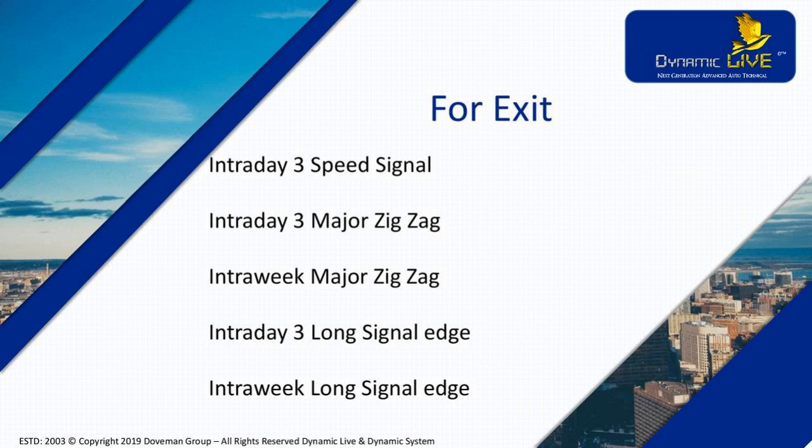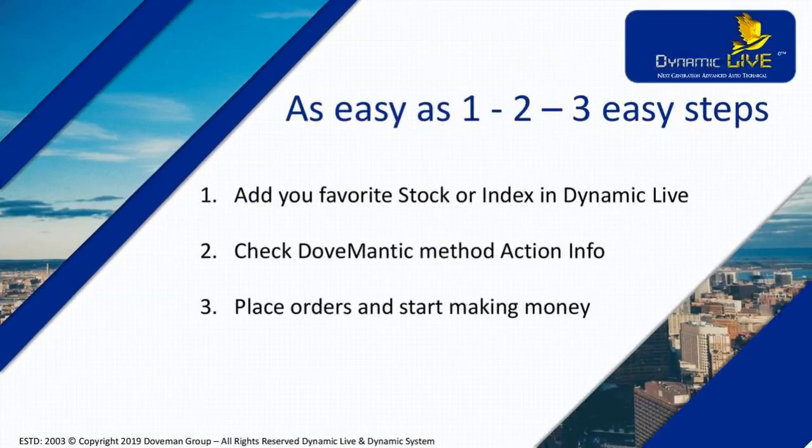But then today you may be wondering, do I have to learn all these signals? There are so many signals and stuff. But then you don't have to do that. The job of the intelligence is only to identify the right entry and right exit. Your job is to simply follow this 1, 2, 3 easy steps. Just follow this 1, 2, 3 easy steps.